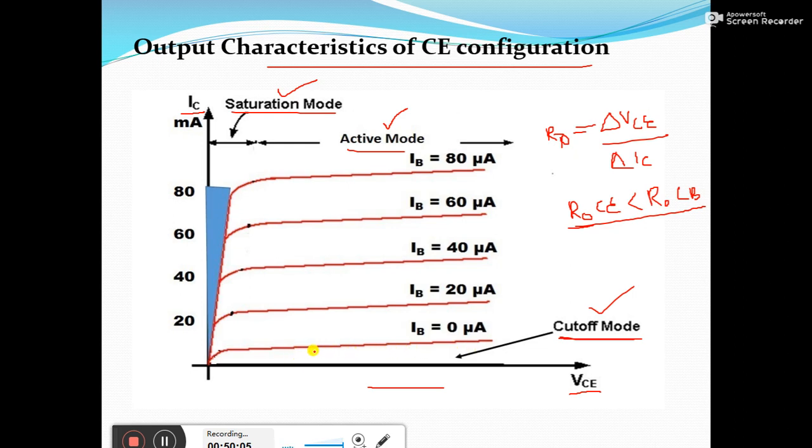And in the curve you can see here the region below IB equal to 0 microamps, the shaded region. This region is nothing but the cutoff region.